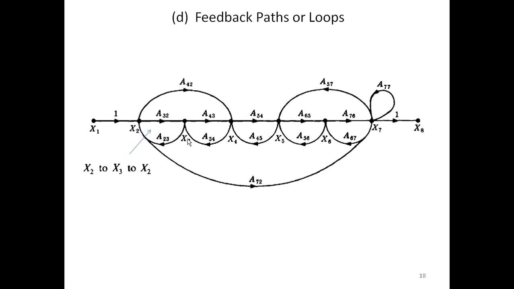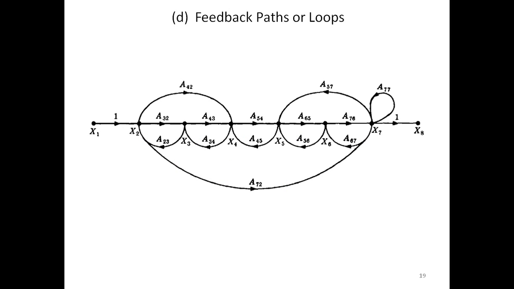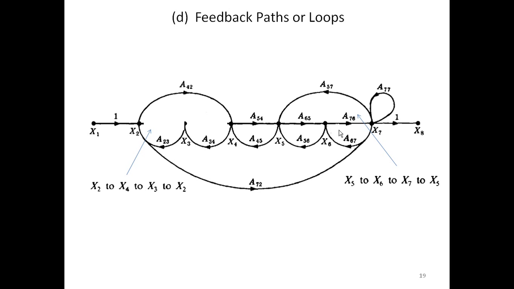So this is the first loop, A32 A23. Second loop A43 A34. Third, fourth, fifth. Then this is sixth. So these are feedback paths or loops. Some more loops. It starts from x2 to x4, then x3 to x2. So one more loop starts from x5 to x6, x6 to x7, then once again to x5.